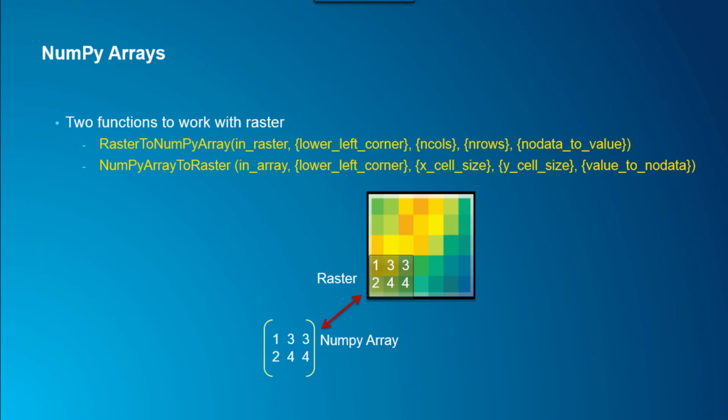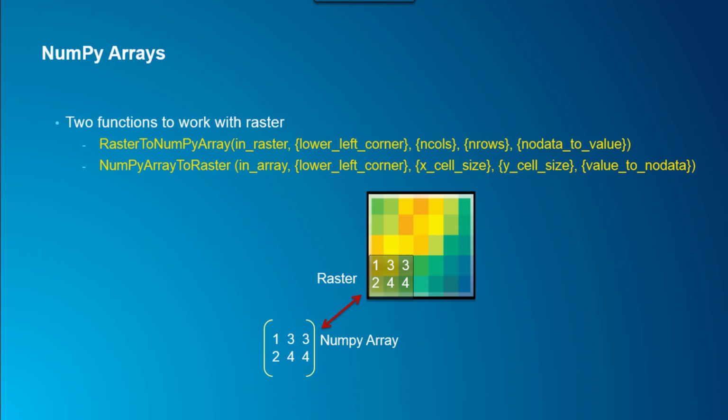Now once you're done manipulating these numbers, creating your own fancy slope or a very complex operation, you have these numbers stored in a NumPy array, and you want to bring them back to a raster so that you can do other operations on it. So how do you do that? You call NumPyArrayToRaster. Now in the first one, you see the input is a raster, and all the other things are optional.